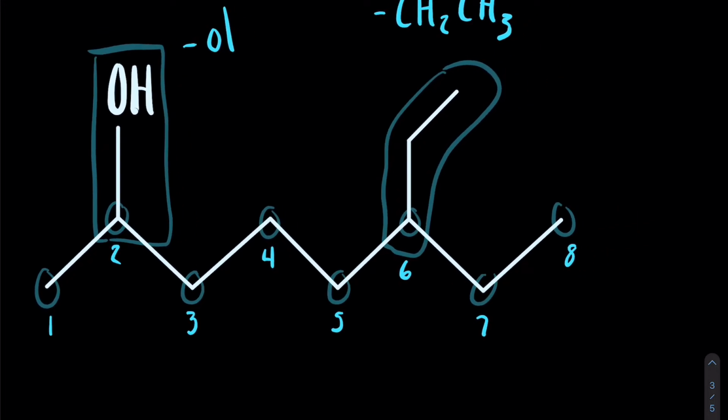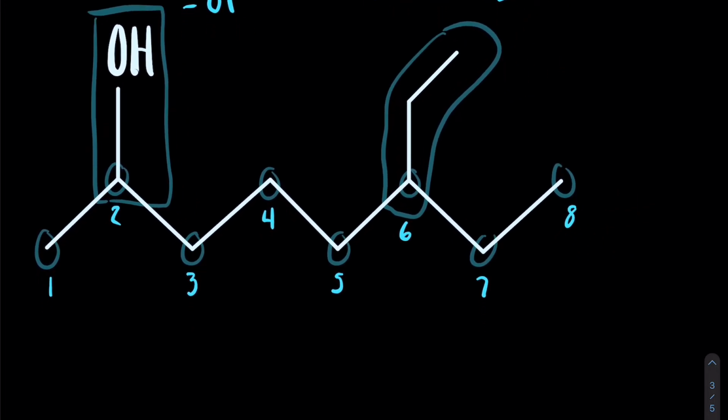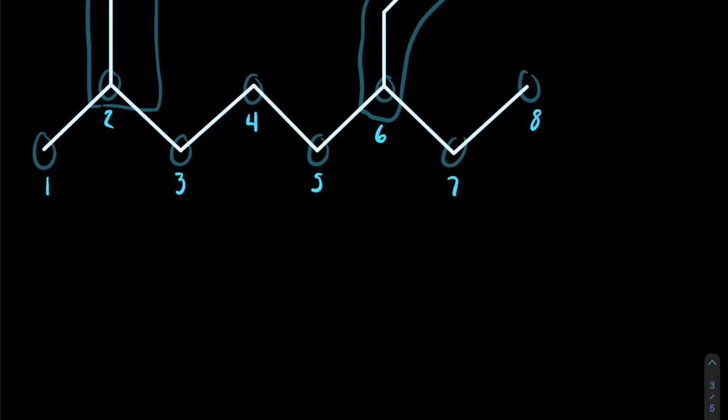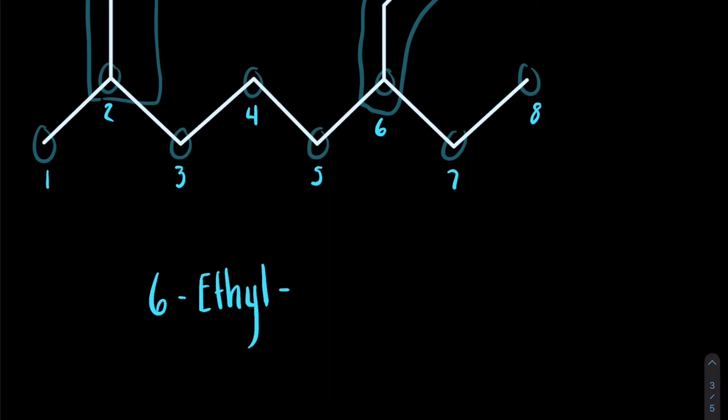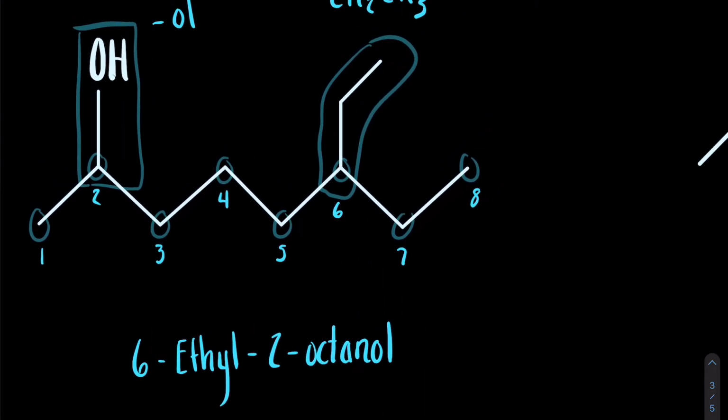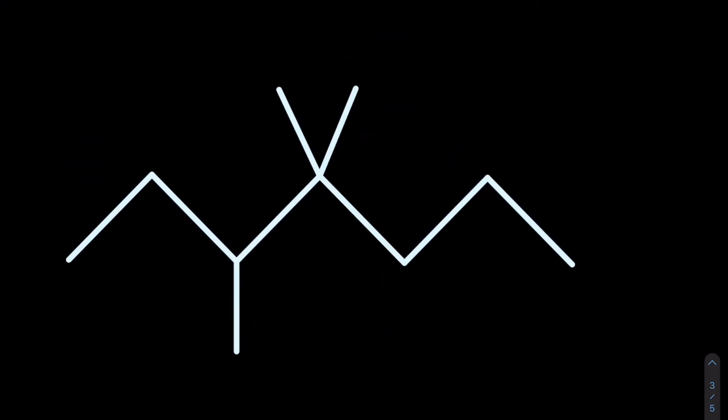So this one, this molecule, will be named 6-ethyl 2-oct, because there are 8 carbon atoms, octanol, because it's an alcohol. 6-ethyl 2-octanol. All right, next molecule.